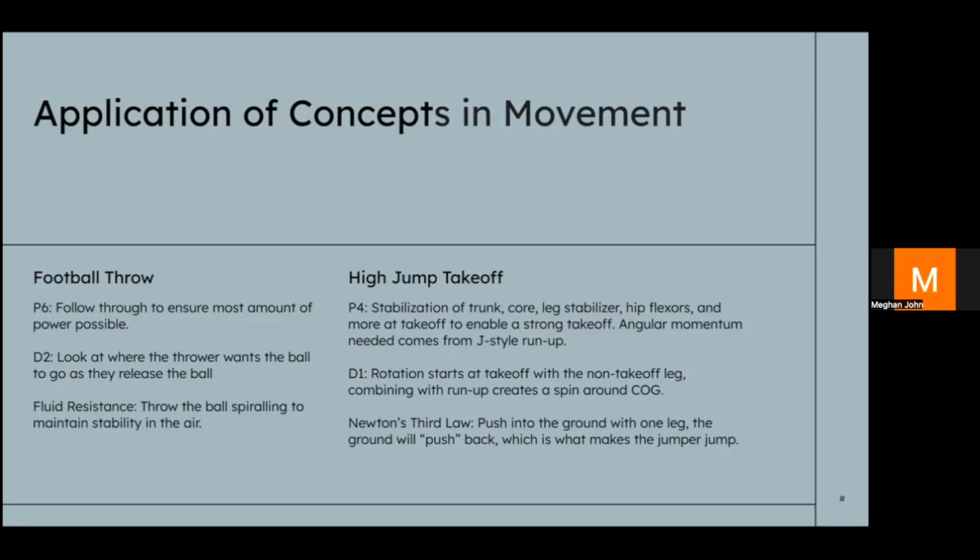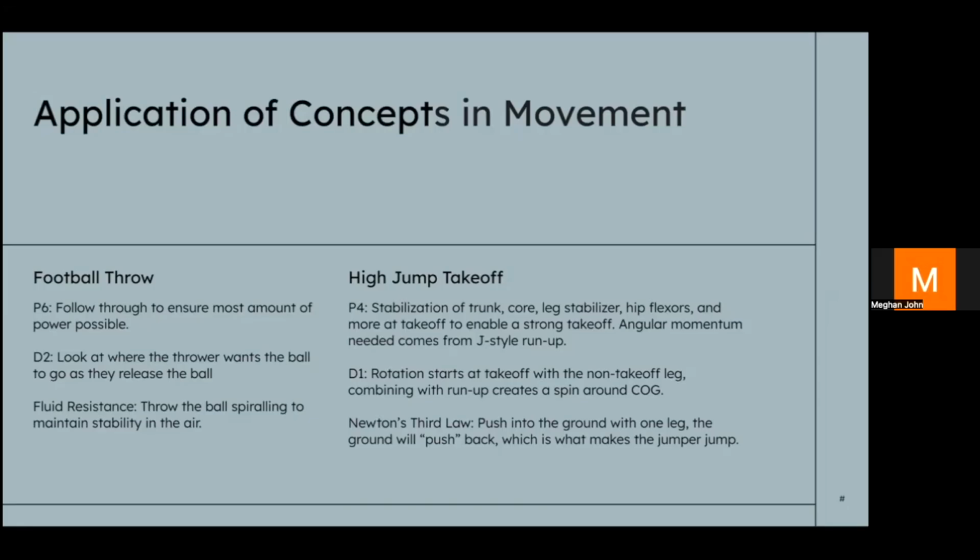Next is concept D1, which is about applying force in relation to an object's center of gravity to add or prevent spin. In high jump, spinning around the center of gravity is desirable in order to jump higher. Athletes will start their rotation at takeoff, using their sole takeoff leg combined with the angular momentum from their J-style run-up to spin after takeoff. While in the air, they'll maneuver all of their body parts to keep their rotation going, but keeping their center of gravity under the bar helps them to spin fast enough while staying in control of their motion.